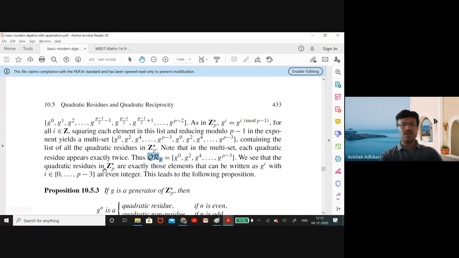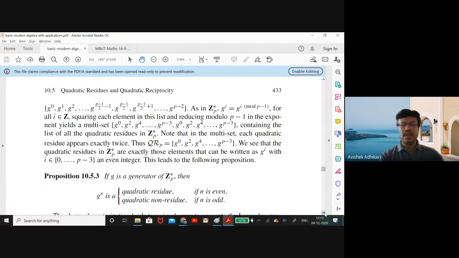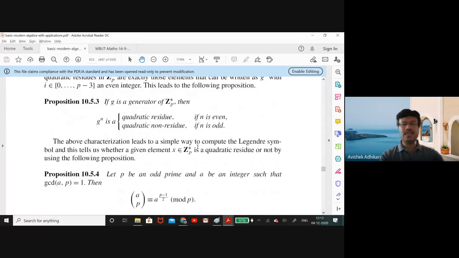So we see that the quadratic residues in Z_P star are exactly those elements that can be written as g to the power i, with i an even integer. This leads to the following result, which I have already explained in terms of the example. g to the power n is a quadratic residue if n is even, and g to the power n is a quadratic non-residue if n is odd. That part is clear to all of you now, I am sure. So depending on n, you can say whether this is a quadratic residue or a quadratic non-residue.